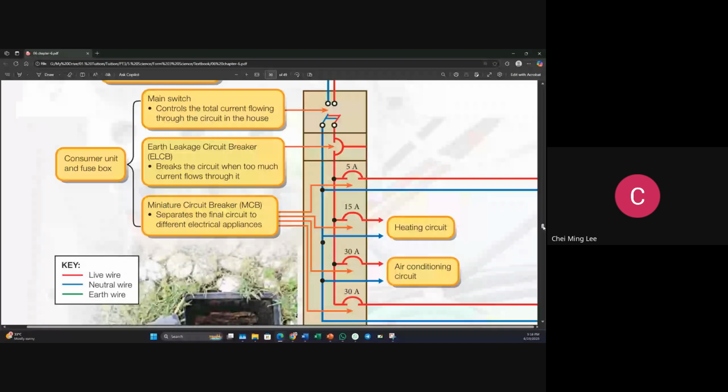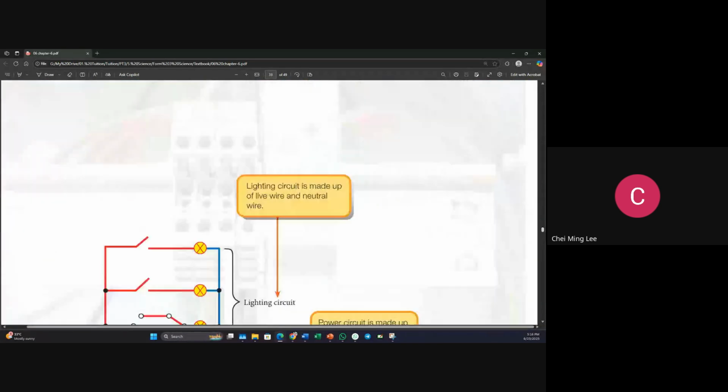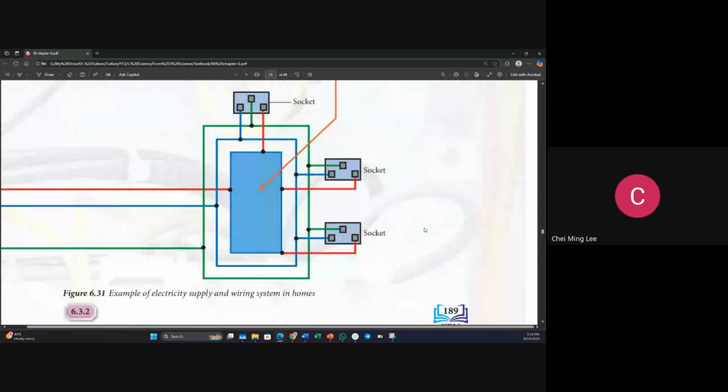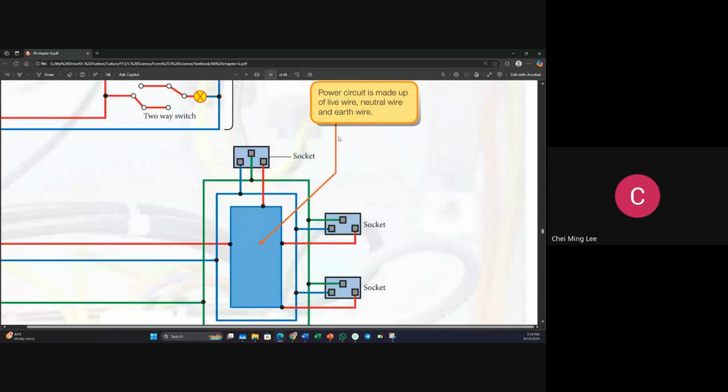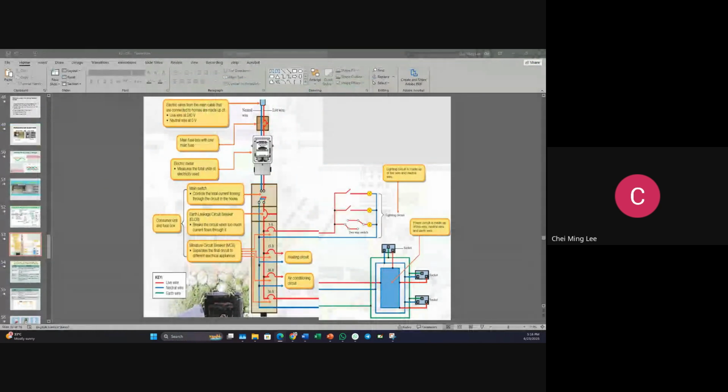Okay, then we have something else. There's also something like this, which is the power circuit made up of live wire, neutral wire, and earth wire. These are the sockets that we use. That way we put the charger inside to charge your phone. All these are the sockets. Okay, so they combine to form this.